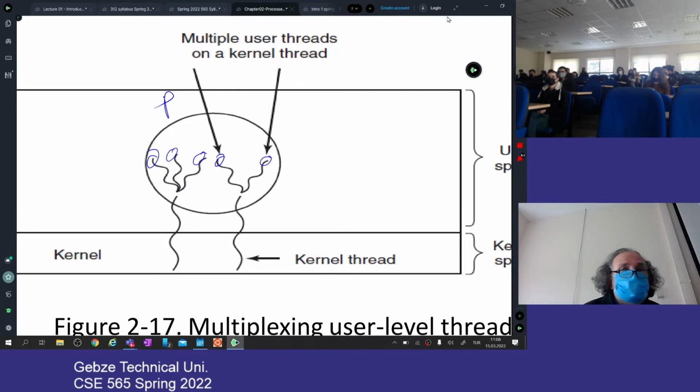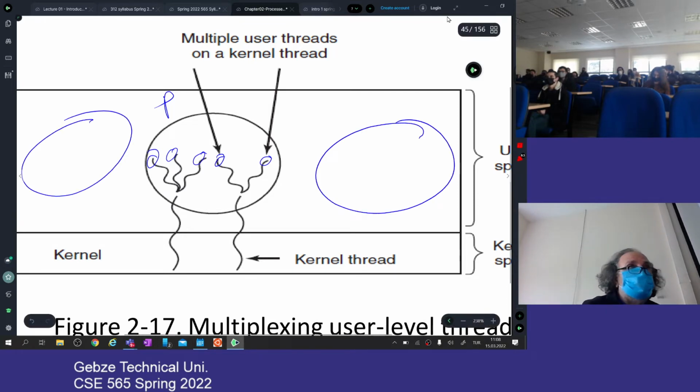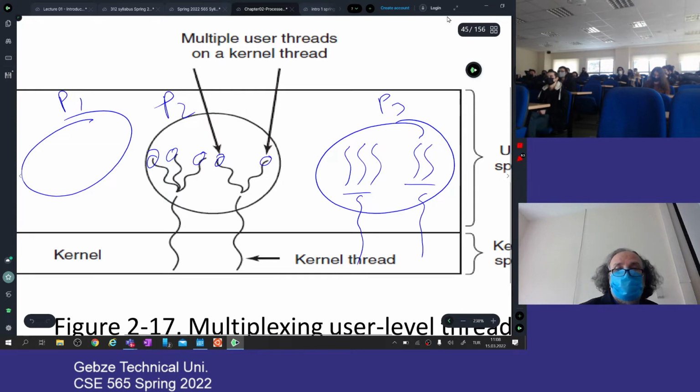Yes. Well, I can have another process here, another process too. If you like, P1, P2, and P3. And this one has many threads like this, but these 3 are one kernel level thread, and here one thread, and this one is connected to just one kernel level thread. So this could be the picture. Did that answer you?